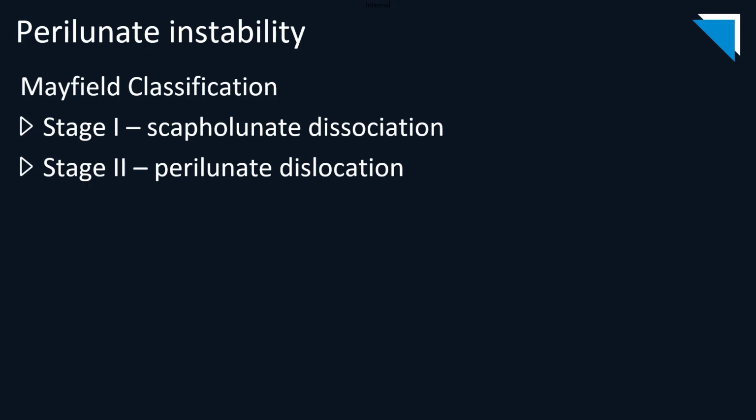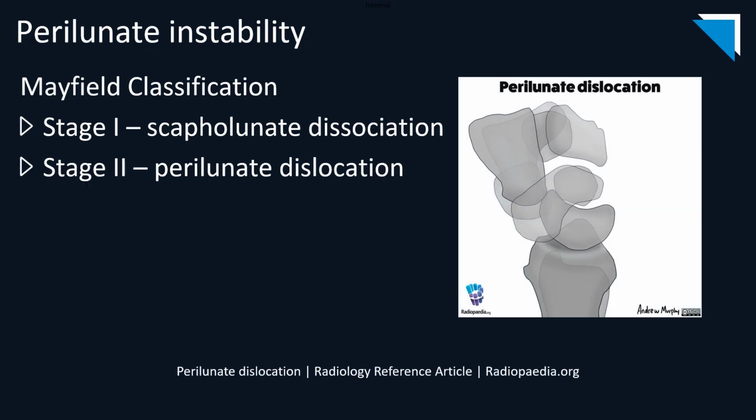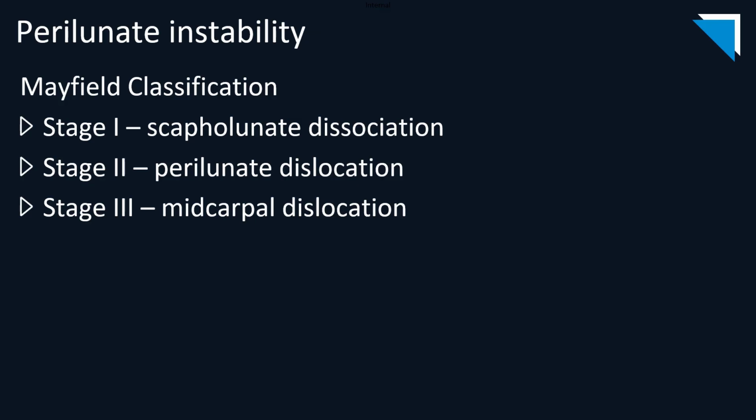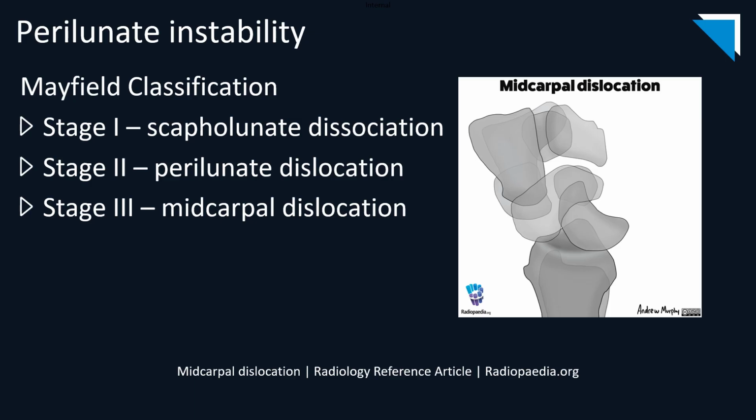Stage 2 is known as perilunate dislocation. You can see from this image that the lunate maintains its articulation with the distal radius and the carpus is dislocated posteriorly. Stage 3 is known as midcarpal dislocation. As we saw with our case just a moment ago, the carpus is dislocated posteriorly and the lunate is subluxed volarly. It still maintains an articulation with the distal radius but is subluxed.